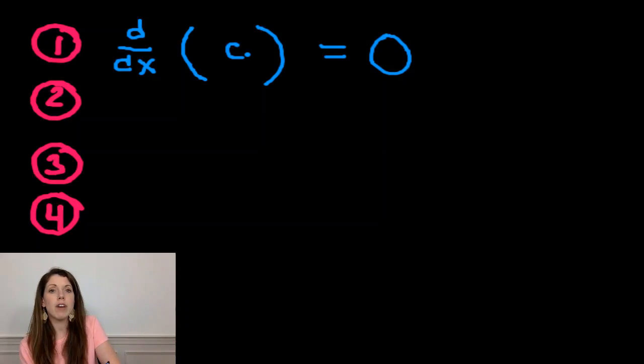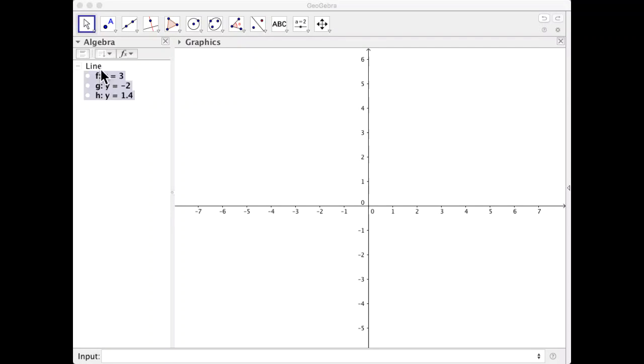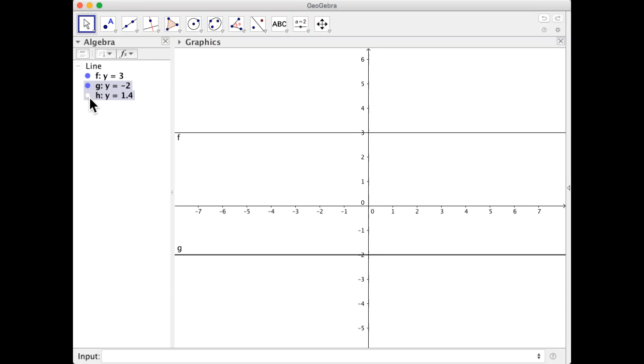And what does that mean graphically? Well, over here I have 3 different functions that are examples of constants. We have first y equals 3, and there it is. Then I have y equals -2. There it is. Y equals, let's see if we can highlight that, there we go, 1.4. So 3 different examples.